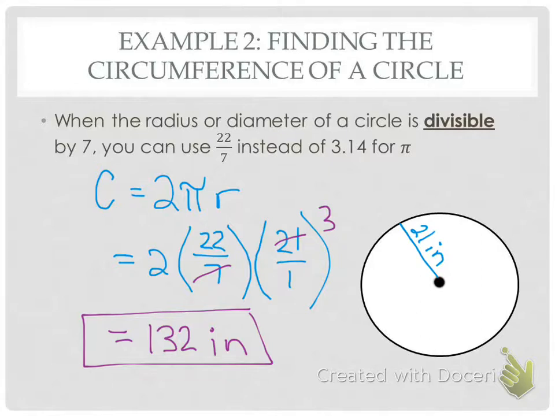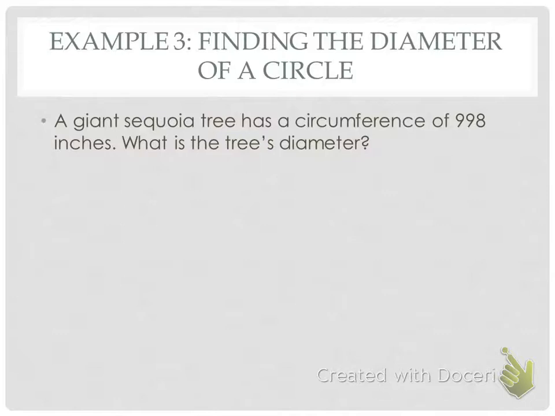Okay, and then last but not least, example 3, finding the diameter of a circle. It says a giant sequoia tree has a circumference of 998 inches. What is the tree's diameter? We've done this now with the parallelogram, the triangle, the trapezoid. Sometimes it gives me the circumference, and I have to find the diameter. So I still use the formula C equals pi d.